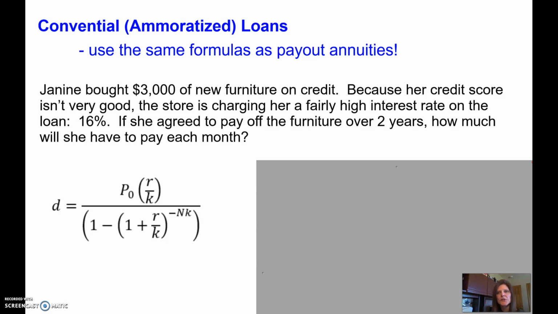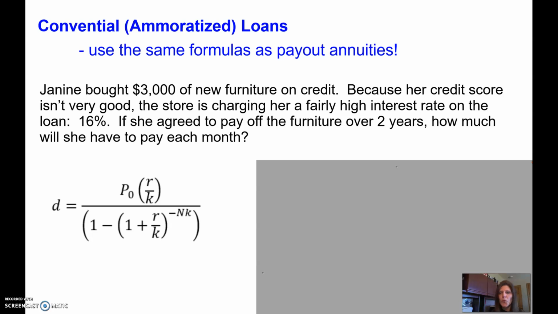In previous videos, we've looked at annuities, savings annuities, where we start with $0, make regular deposits, and end up with a big pot of money. And payout annuities, where we have a big pot of money and we make withdrawals until we deplete it to zero. This video, we're looking at amortized loans.